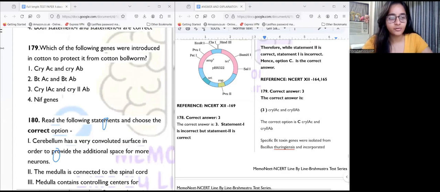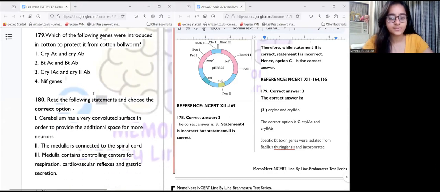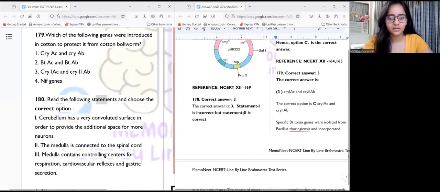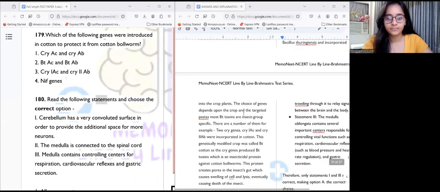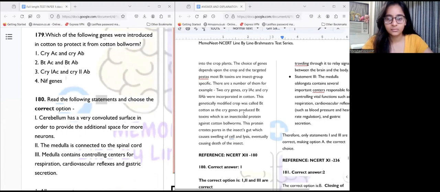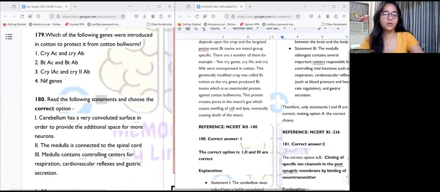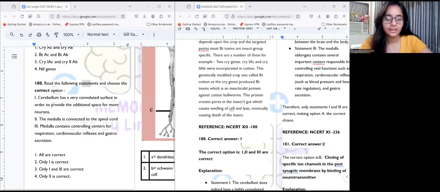Next question we have. Let me just erase this. Okay, read the following statements and choose the correct option. Cerebellum has a very convoluted surface in order to provide additional space for more neurons. Is this statement correct? For 180, okay, yeah, the answer is option 1. All of these statements are correct. So cerebellum obviously has a convoluted surface in order to provide more space for more neurons.